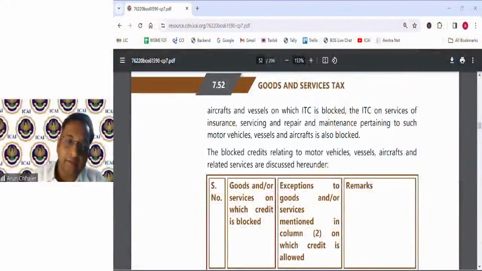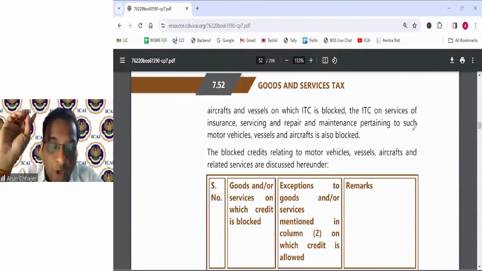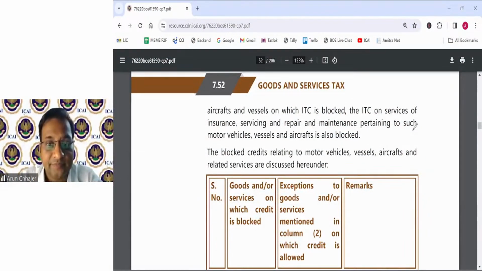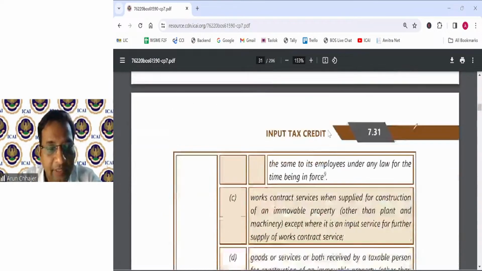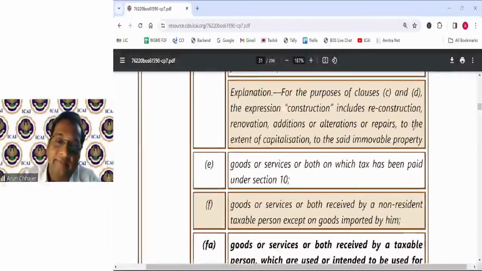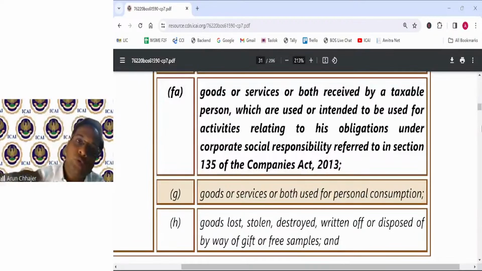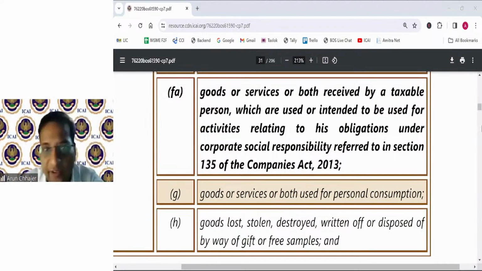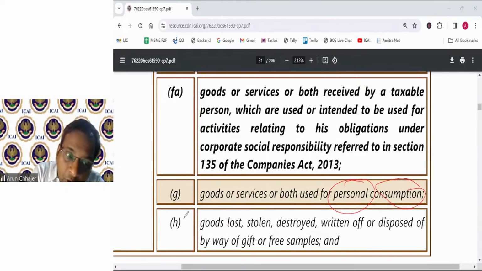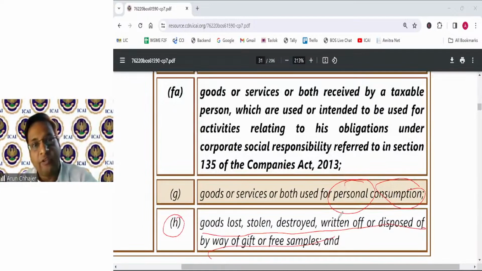We are talking again about section 17(5), block credit. We have discussed clauses A, B, C, D of 17 subsection 5. Now, what is E? It is very simple: goods or services which are used for personal consumption. If you are using any goods or services for personal consumption, ITC would not be allowed. Clause H says that goods lost, stolen, destroyed, disposed of by way of gift or free sample, then ITC would not be allowed.